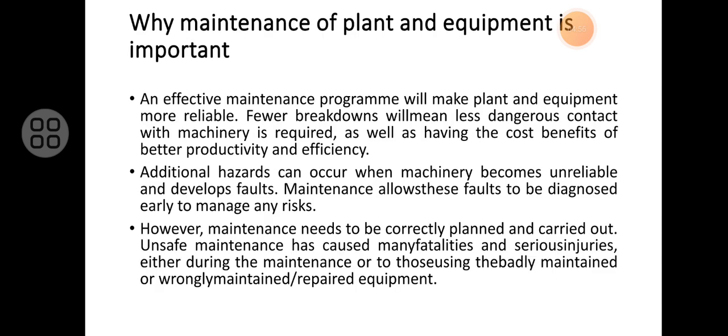Why is maintenance of plant and equipment important? An effective maintenance program will make plant and equipment more reliable. Fewer breakdowns will mean less dangerous contact with machinery is required, as well as having the cost benefit of better productivity and efficiency. Additional hazards can occur when machinery becomes unreliable and develops faults. Maintenance allows these faults to be diagnosed early to manage any risk.